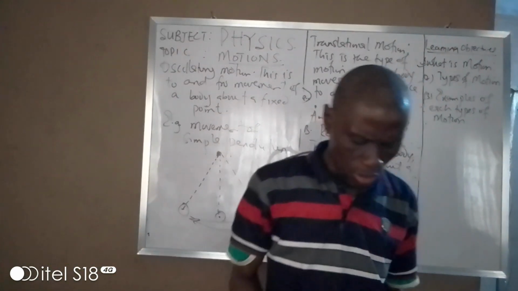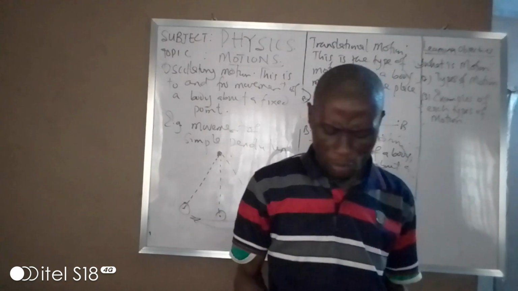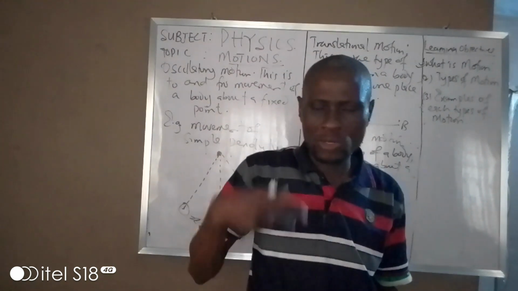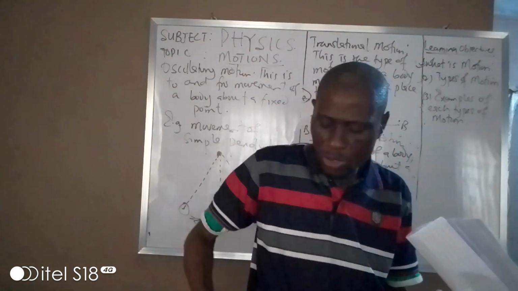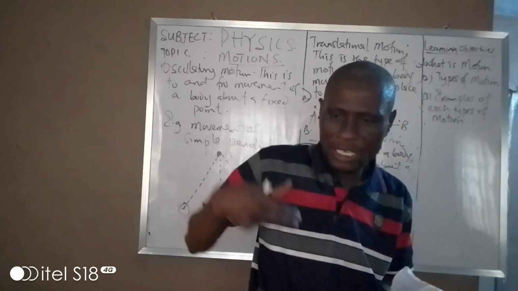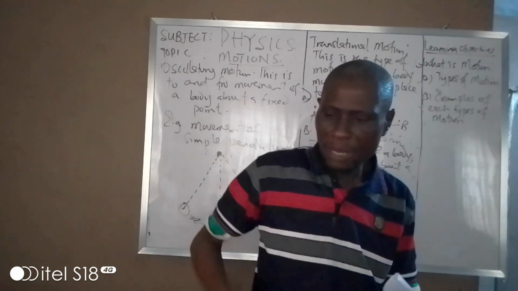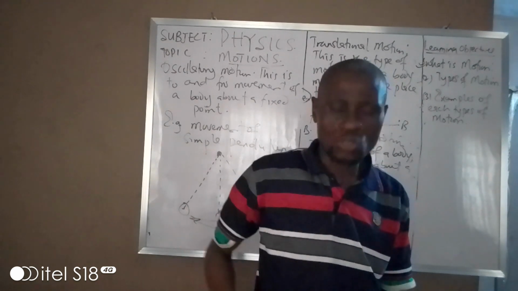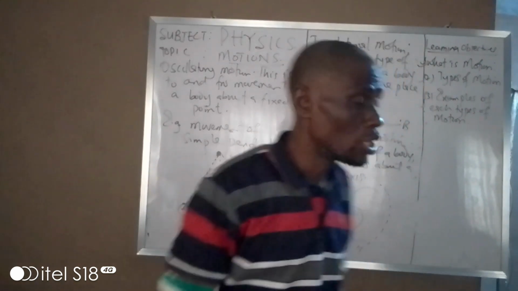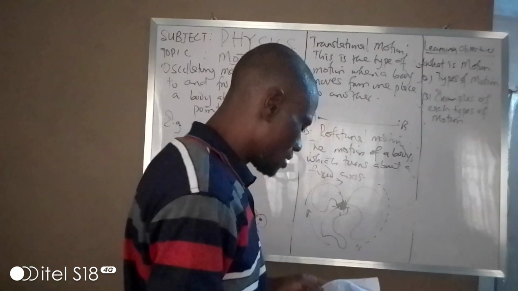So that's what we call the oscillatory motion, or vibration of a guitar string. When you pluck a guitar string, the way it moves, vibrating to and fro like that, is called an oscillatory motion. So that's what we are saying.